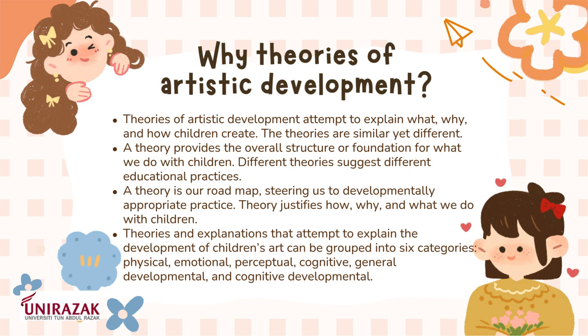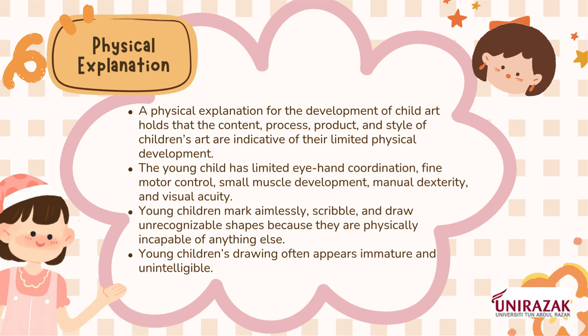to nurture their creativity. When we talk about the physical explanation for how children develop their art skills, we focus on their bodies and how they grow. Young children are still learning how to control their hands and fingers. Their eye-hand coordination and small muscle skills are just starting to develop. Because of this, their drawings might look like scribbles or shapes that we can't recognize. It's important to remember that these early drawings are a normal part of their growth. They might seem simple or messy, but they are essential steps in learning how to create art.